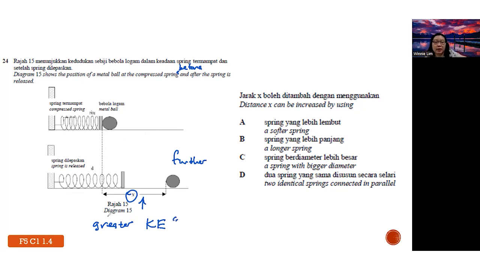So how do you get greater kinetic energy? Based on the principle of conservation of energy, energy cannot be destroyed or created, but it can transform from one form to another form, right? So when you compress the spring, what energy is stored? The gravitation, sorry, not gravitational, mistake. Okay, elastic potential energy. You will store elastic potential energy.